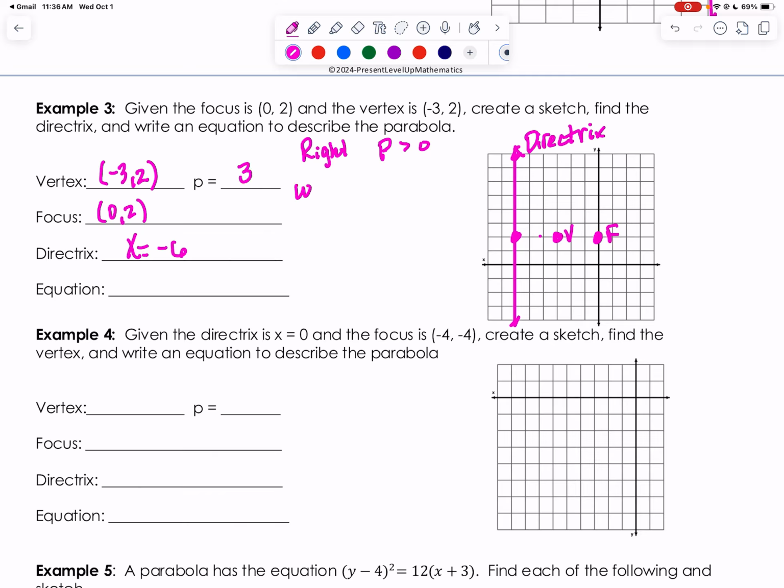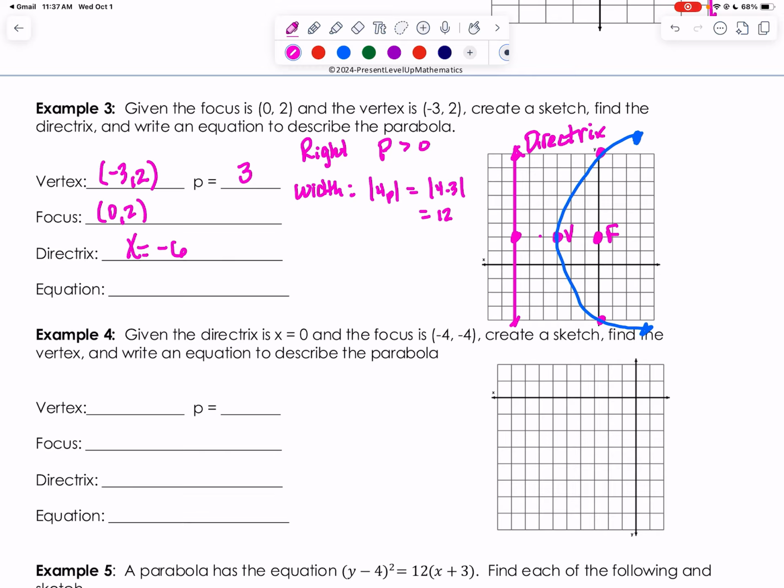Okay. Now the width of the parabola is the absolute value of 4p. So in this problem, that would be 4 times 3, which is 12. So I'm going to go 6 units up, 1, 2, 3, 4, 5, 6, and 6 units down, 1, 2, 3, 4, 5, 6. And then I can connect my parabola using a U shape. So I've got a really wide parabola here that opens to the right.